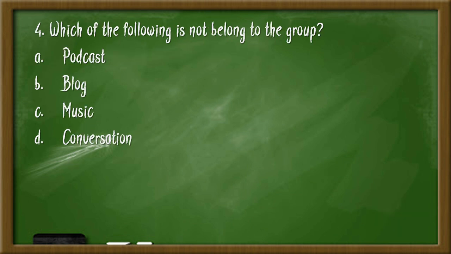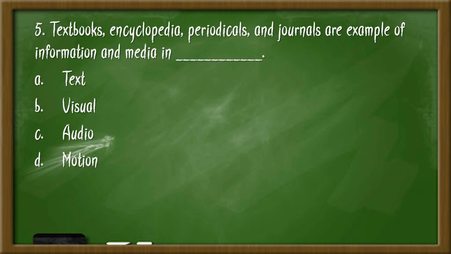Question number 4. Which of the following does not belong to the group? A. Podcast. B. Blog. C. Music. Or D. Conversation. Question number 5. Textbooks, encyclopedias, periodicals, and journals are examples of information and media in A. Text, B. Visual, C. Audio, or D. Motion.